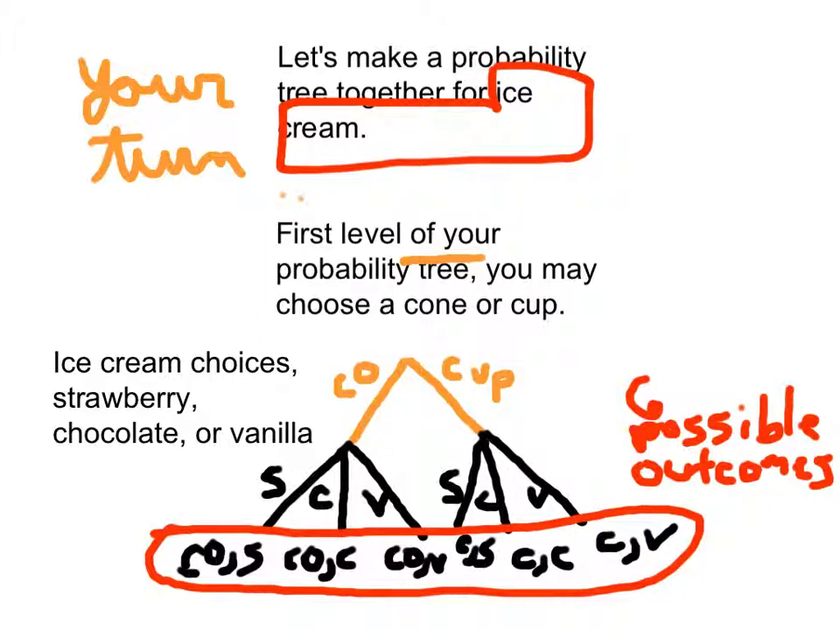You made a probability tree for ice cream where you chose either a cone or a cup. That was your first level. And then the second level was ice cream choices, strawberry, chocolate, or vanilla. You had that to choose from if you had gone with the cone, and you had that to choose from if you had gone with the cup. And then down here, we had listed our possible outcomes. You set up a probability tree, and we'll continue to not only set them up, but we'll use them to continue to work with probability.